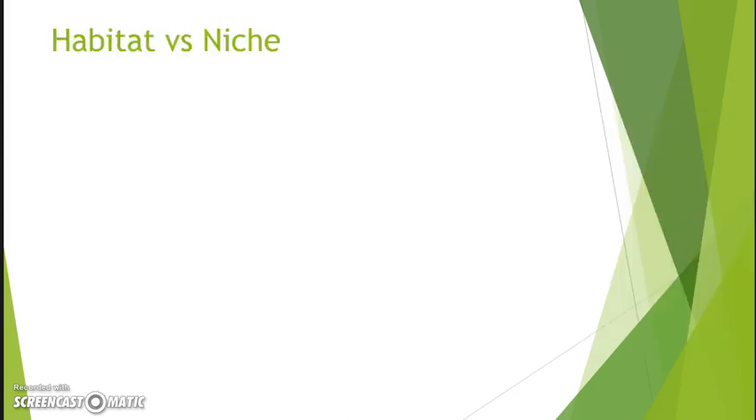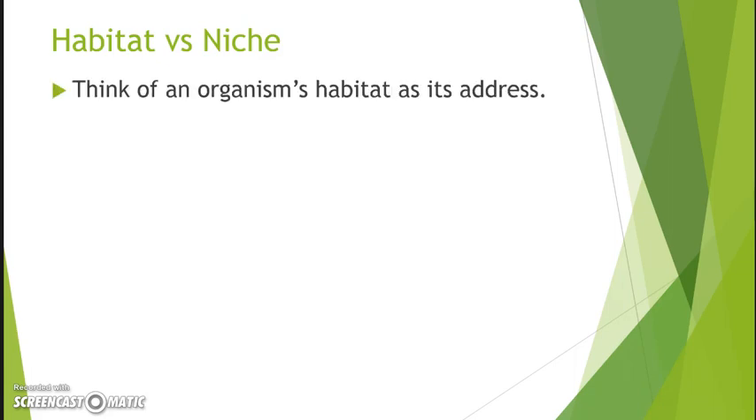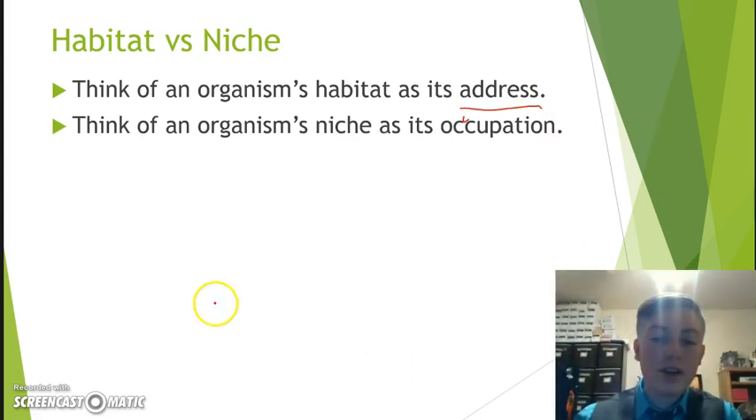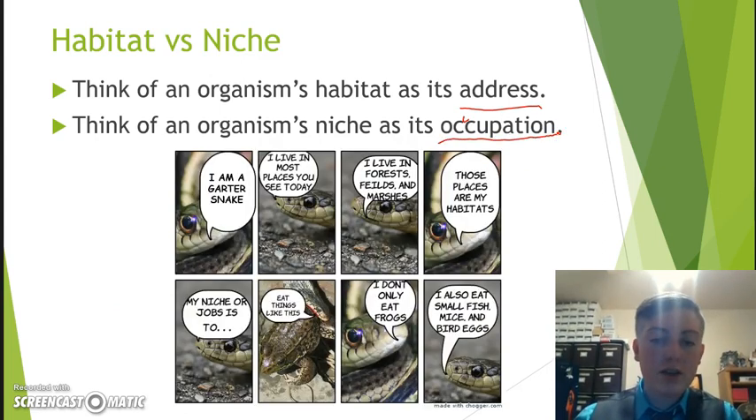So now, lastly, just to tie up, think of an organism's habitat as its address. This will help you out. Habitat, address. And think of the organism's niche as its occupation, so its job. And just to show that, here's a picture. This is a garter snake.